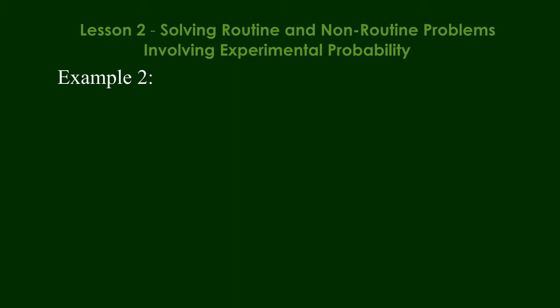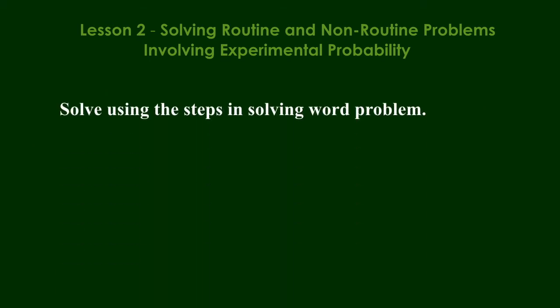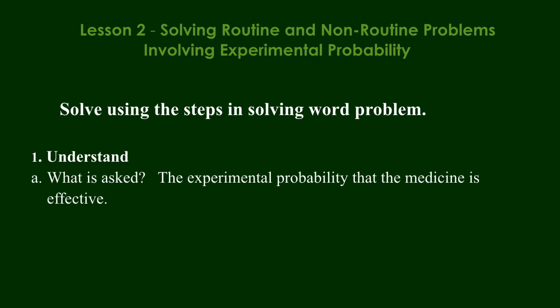Example number 2. A medical study tests a new medicine on 4,800 participants. It is effective for 4,200 participants. Find the experimental probability that the medicine is effective. Solve using the same steps that we need to follow in solving word problems. Step number 1, understand. A. What is asked? The answer is the experimental probability that the medicine is effective.